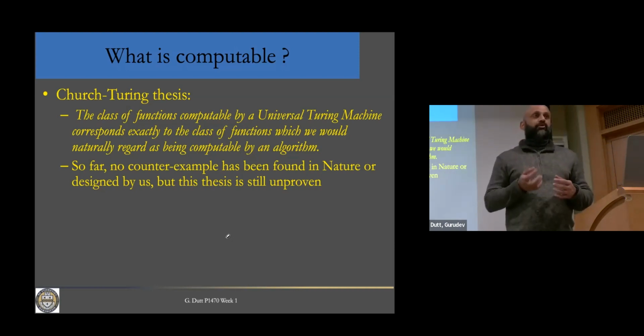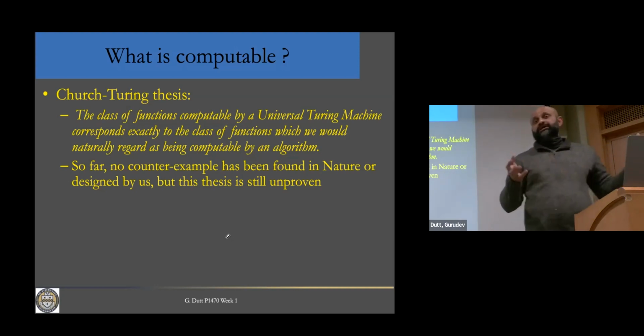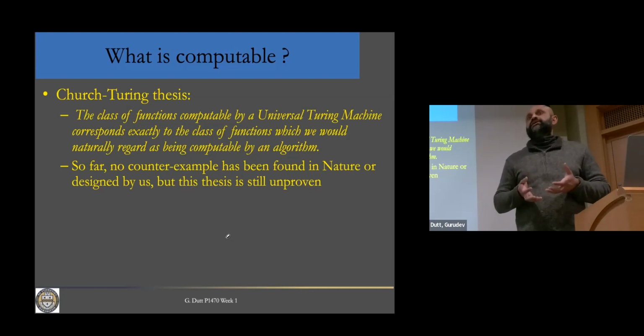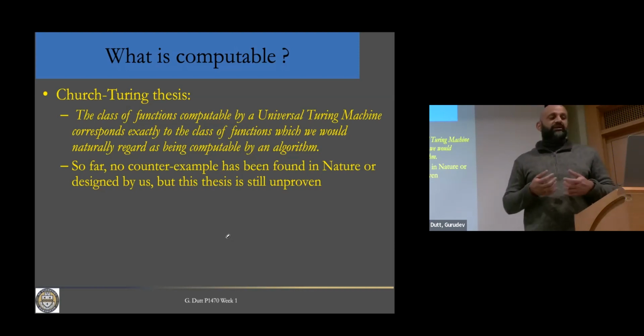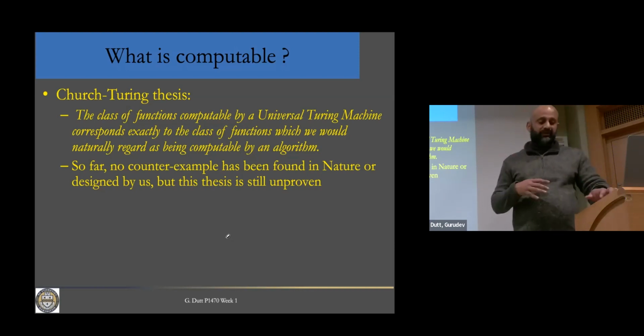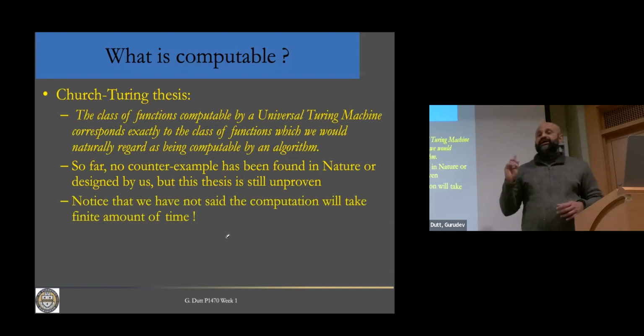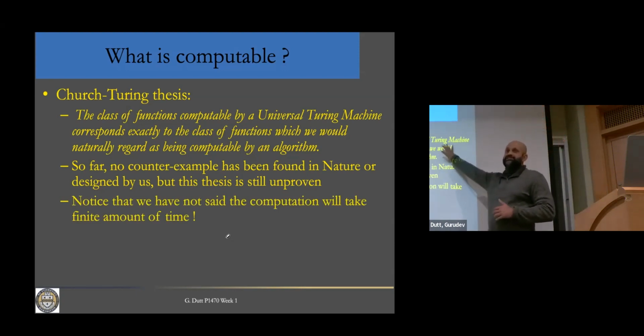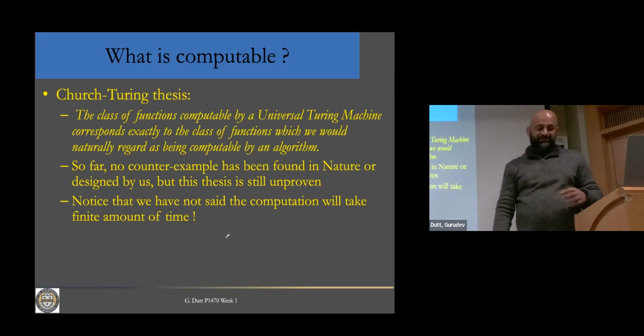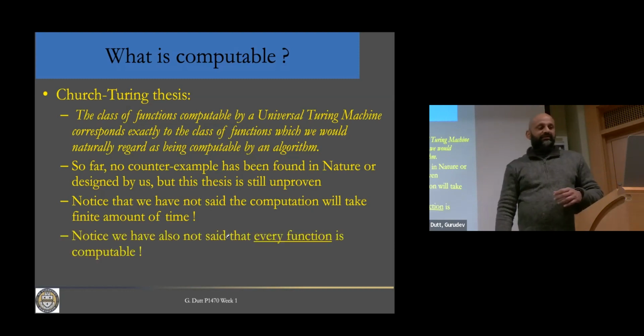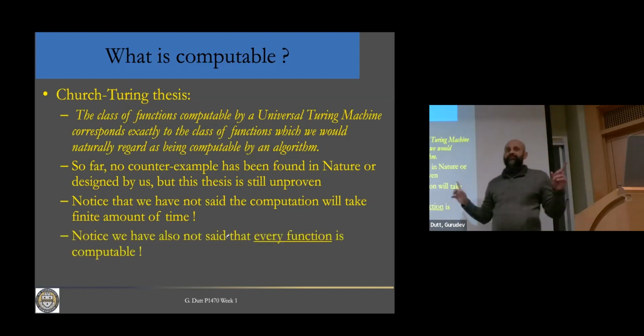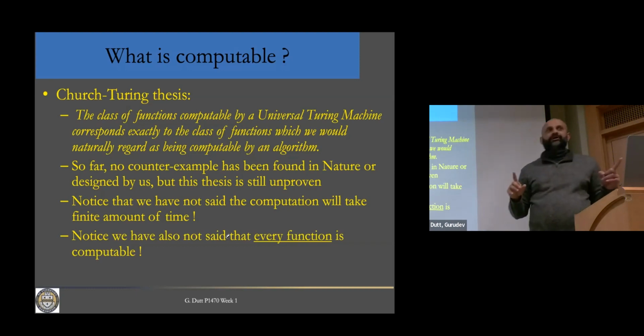And tomorrow somebody may find a counterexample in nature, or we can design one that violates this. That is something that would not be computable on a Turing machine, but which we could say is definitely an algorithm, right? By the way, I should mention that the Church-Turing thesis did not say that the computation would take a finite amount of time. It's just that it must be computable on a Turing machine. And we have also not said that every function is computable.